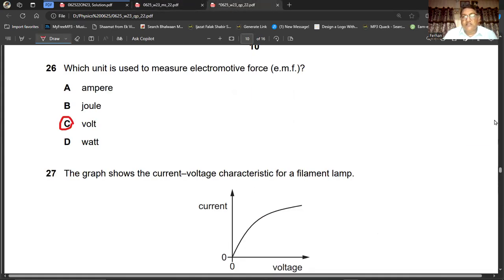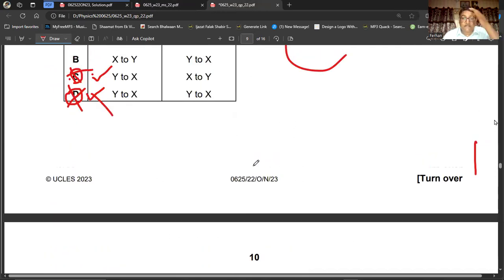Okay, so then we are going down. I don't know why it's not going down.